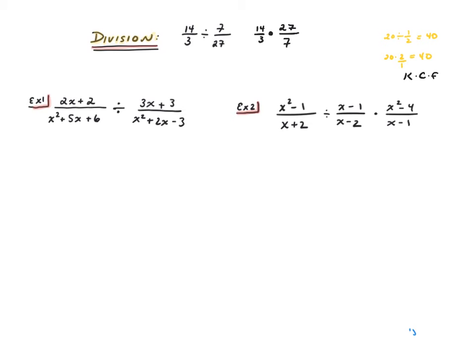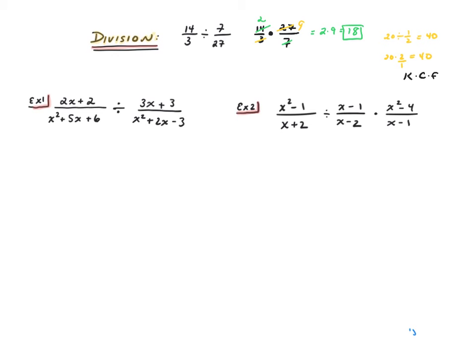So with division problems, the goal is just to change it into a multiplication problem. And then I can reduce 27 over 3 and get 9. And I can reduce 14 over 7 and get 2. And my answer is 2 times 9. That's what's left, or 18. So that's an example with numbers.